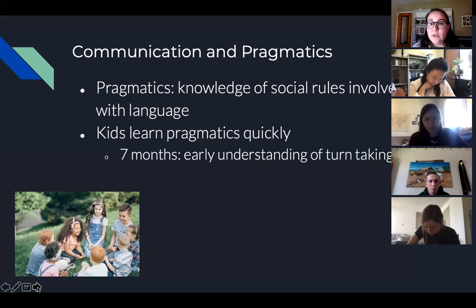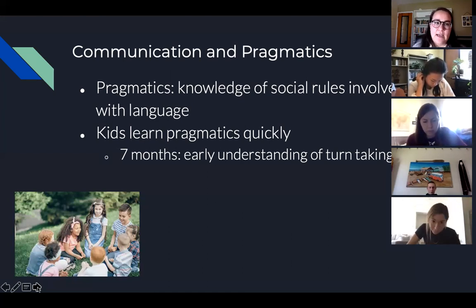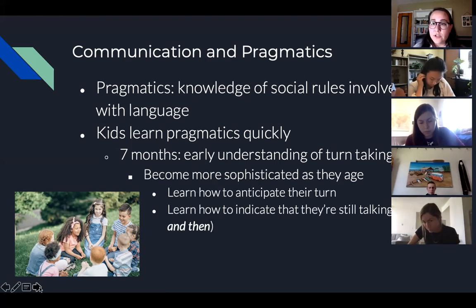And so children are able to pick up on these pragmatic rules, these social rules sort of governing language, pretty quickly. By the time that they're about 7 months old, they are able to understand and they can kind of conform or go along with the rule of turn taking. So babies around this age understand that there's this give and take in conversations. And then this turn taking becomes more sophisticated as the child gets older.